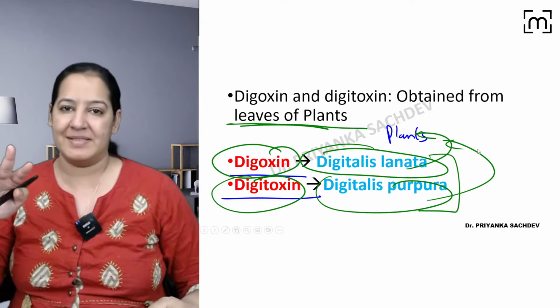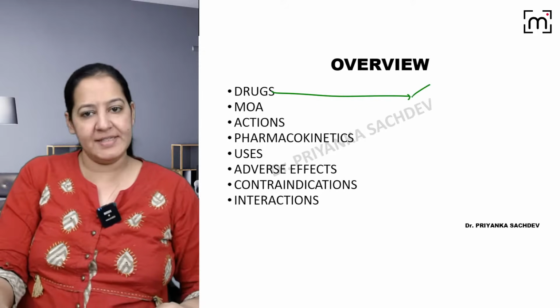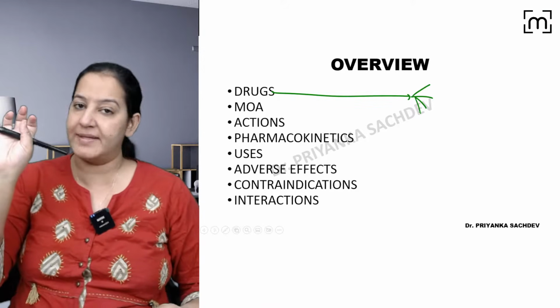So learn the names of the plants. After that, we have learned the 4 drugs in this category. Out of 4, 2 are important, Digoxin and Digitoxin.